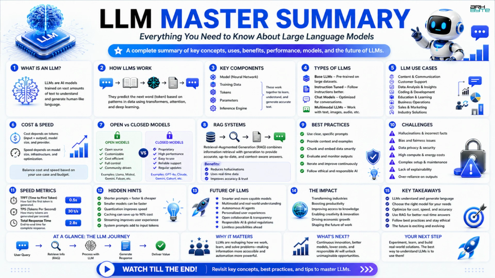So now let's conclude this video with the LLM Master Summary. We have reached the final part of this complete large language model course. Now let me connect everything in one simple summary. An LLM is an AI system trained on massive text data to understand language and generate human-like responses. It works by predicting the next token using neural networks, transformers, attention, and learned patterns. We covered the core building blocks: tokens, parameters, training, and inference.